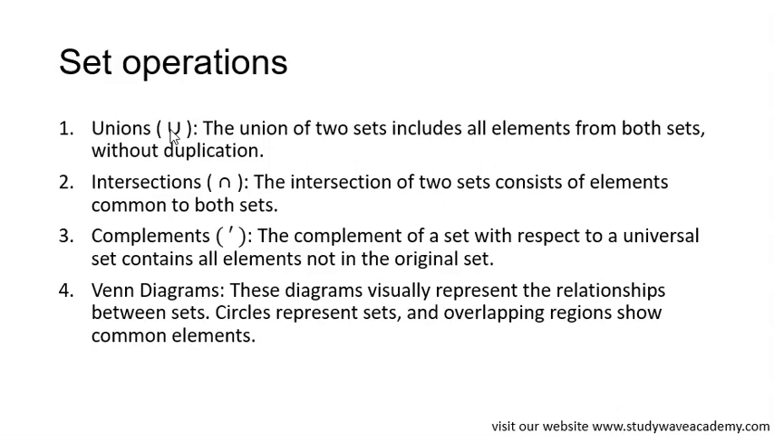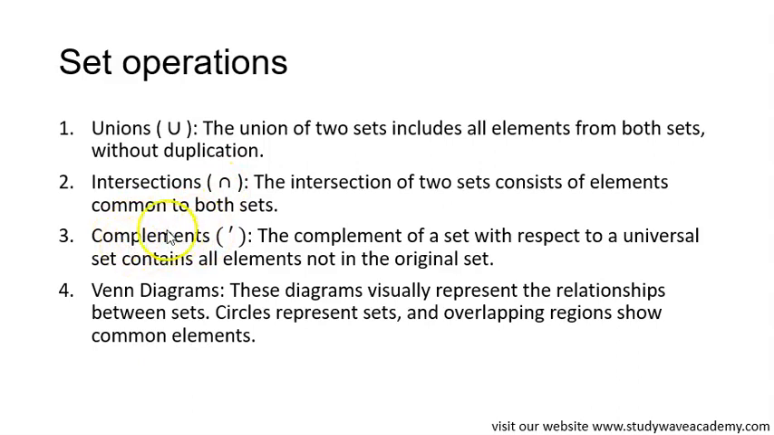Another operation we have is intersection. Intersection is denoted by this symbol. The intersection of two sets consists of elements common to both sets. The intersection of two sets, set A and B, consists of all elements that are common in both sets A and B. We're going to be looking at examples.